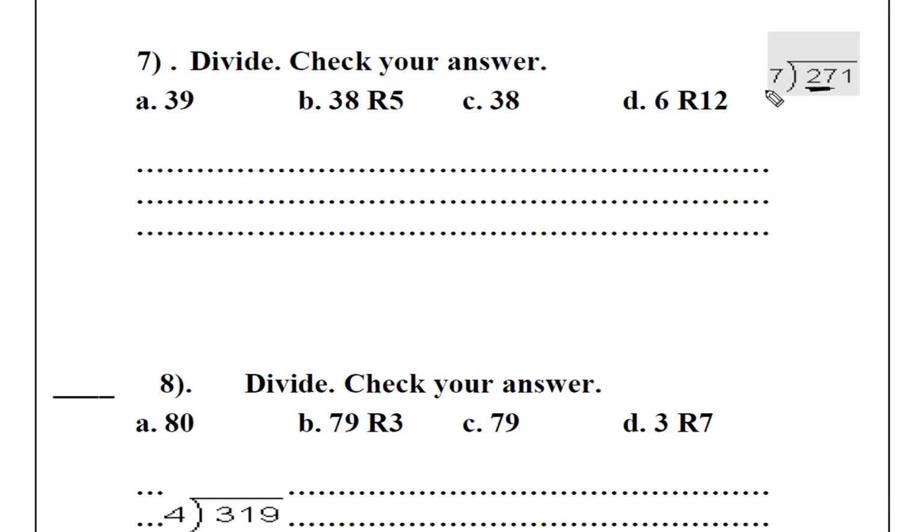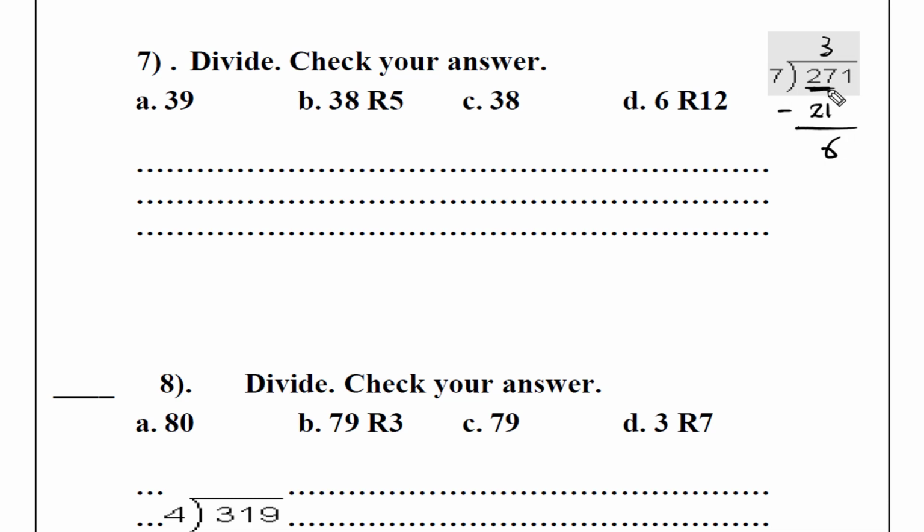27 divided by 7. Try what number times 7 will give you 27, or a number close to 27 but less than 27. This number is 3, and we write 3 in the quotient above the last digit we take. Then we multiply 3 by 7, it will be 21. Write a line, subtract 27 minus 21, it will be 6.